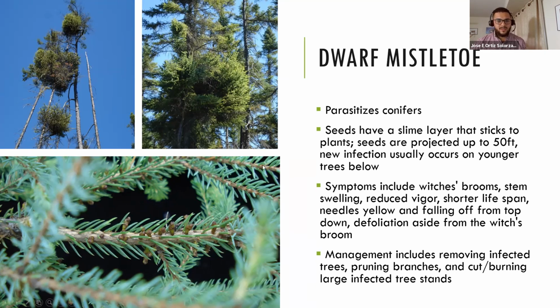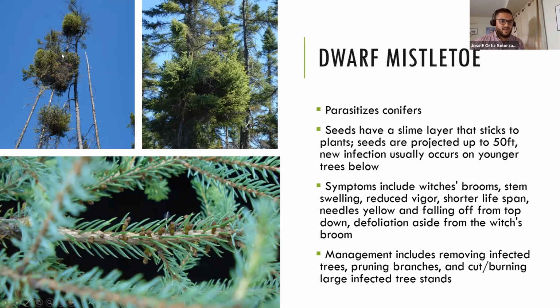So the symptoms include these that you're observing here, which is known as the witch's broom. And you're seeing, wow, the leaves are only concentrated in this area. What is happening? The plant defoliates aside from the witch's broom, which means that the plant will lose all the foliage in this area. And the pathogen or the plant parasite is only found here.